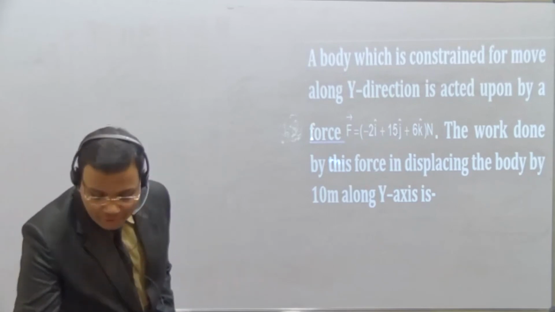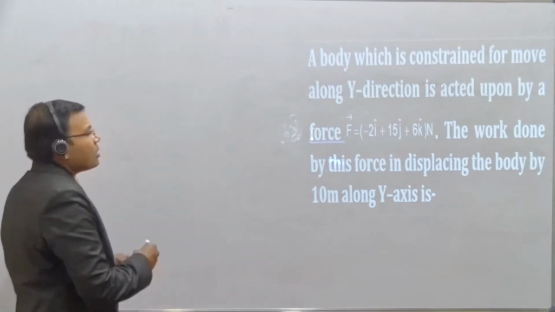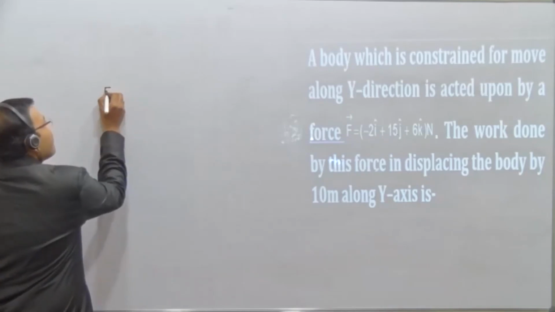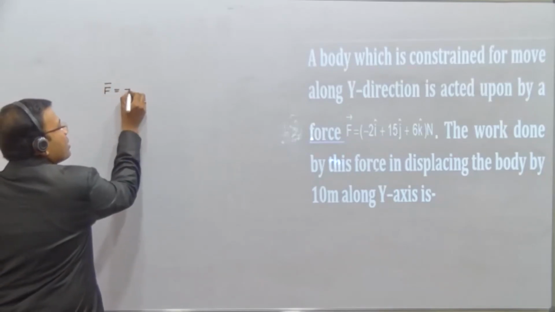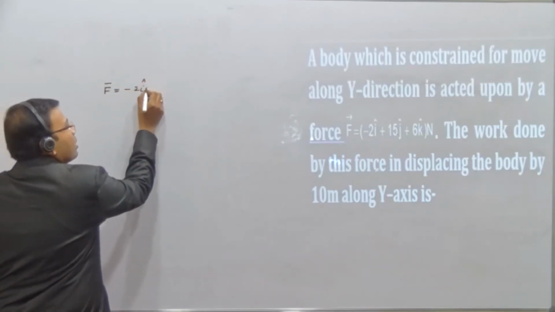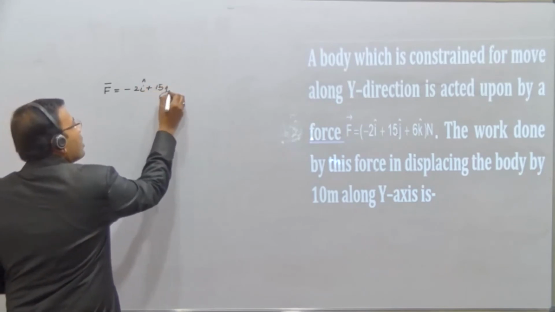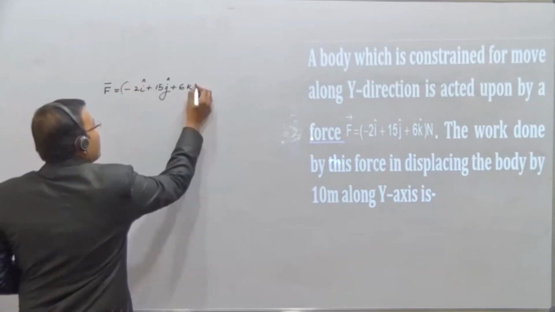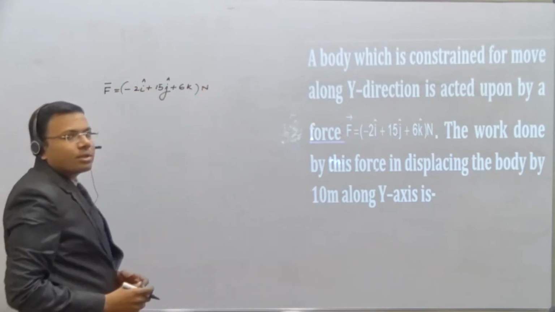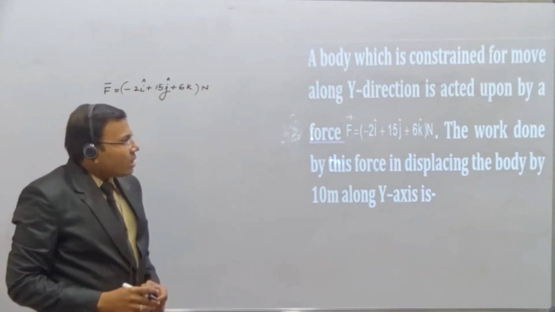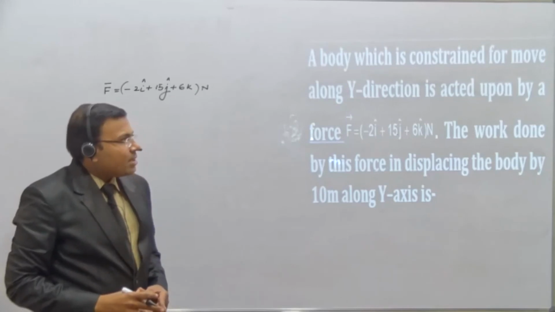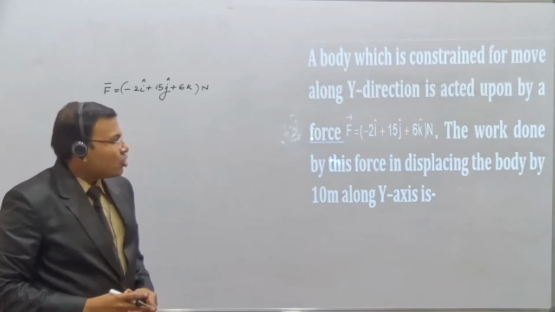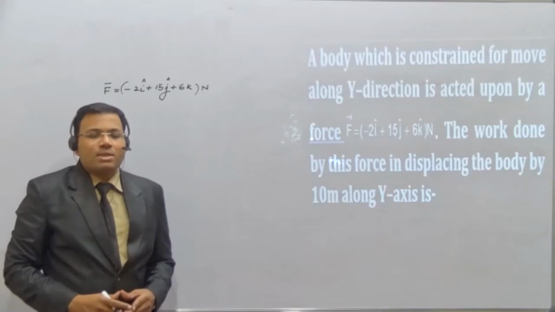Here the force is given. I'll write the force. F bar is equal to minus 2i plus 15j plus 6k Newton. Here the units are mentioned as Newton. The work done by this force in displacing the body by 10 meter along the y-axis is?